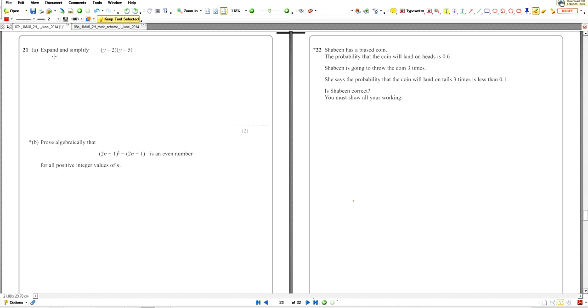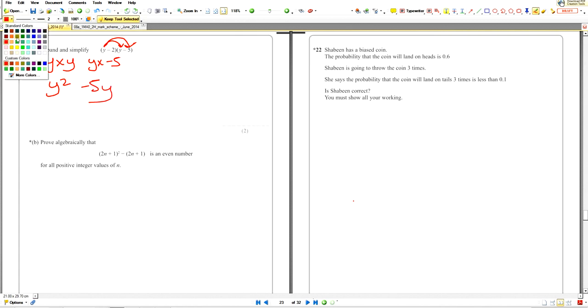Okay, question number 21. Expand and simplify. Should be a nice and straightforward question. Start with the y, multiply by the y, multiply by minus 5. So y times y is going to give us y squared. Then we have y times minus 5. That gives us minus 5y.